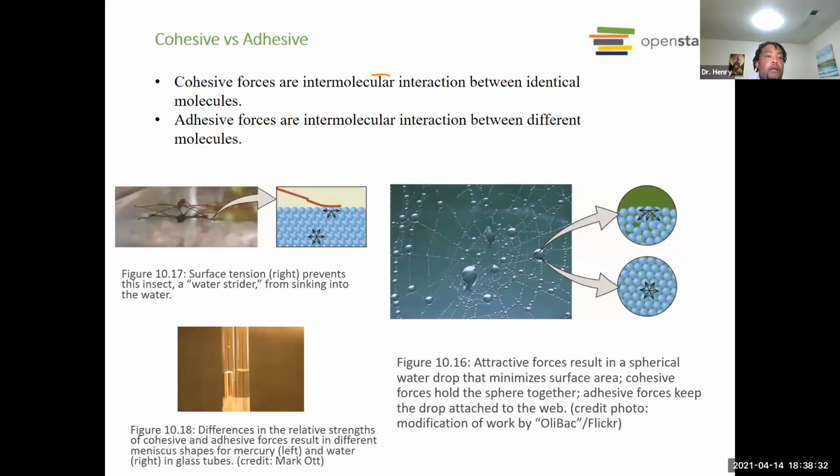Okay. So cohesive versus adhesive. Cohesive means what again? The same. Adhesive means different, right? So in the case of a bug on water, the bug's feet interacting with the water cause a little bit of surface tension, because it has those little hair-like follicles at the surface, and so it's able to sit there and float on water.